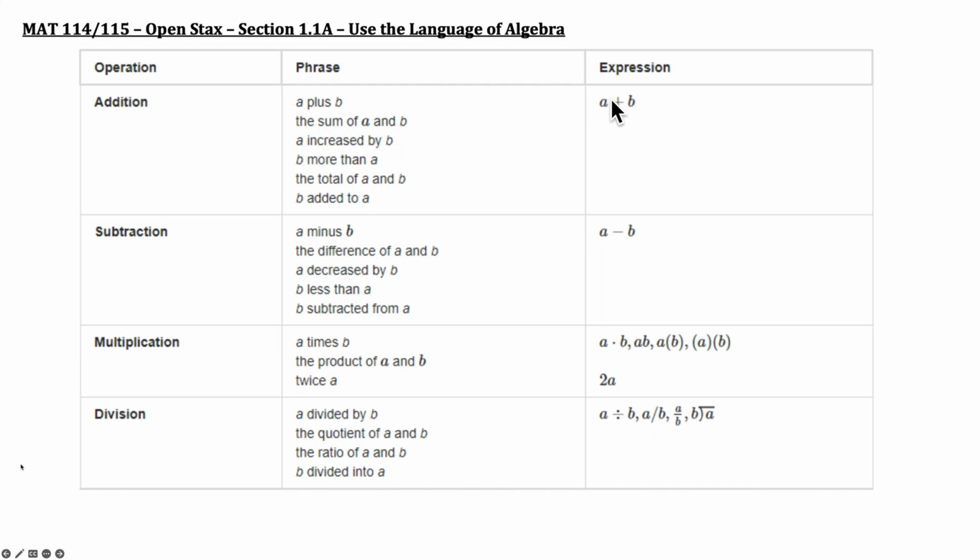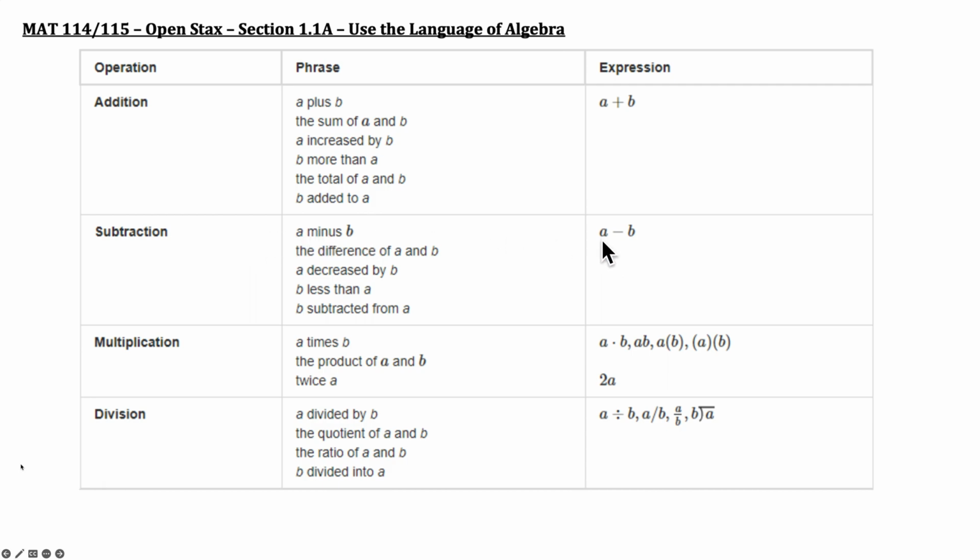A increased by b, b more than a. Notice the letters are switched. The word than means to switch the letters around in this order, a first, b second. The total of a and b, again, I would highlight total, put parentheses around a and b. You're asked to find this answer first. B added to a. Again, b is first, but we're going to add it to a, which means it comes after the a in notation.